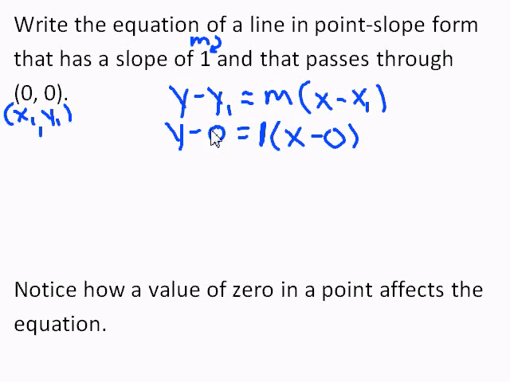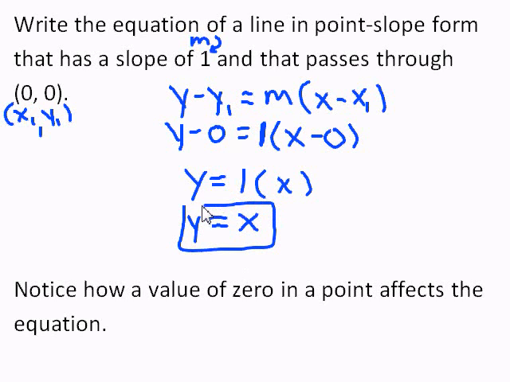Hopefully you made it this far. You got y minus 0, since that was your y value, equals 1, which is your m, your slope, parentheses, x minus your x1 was also 0. We can simplify that further. Y minus nothing is just y. 1, x minus nothing is just x, leaving us with y equals 1x, which is just x. This one's a bit weird because it gives us our linear parent function, which passes through 0, 0.